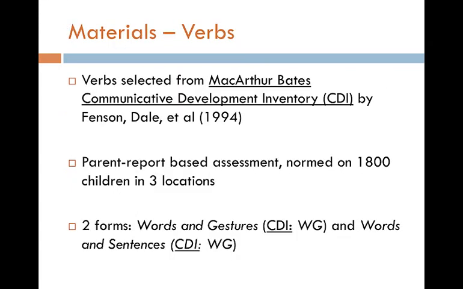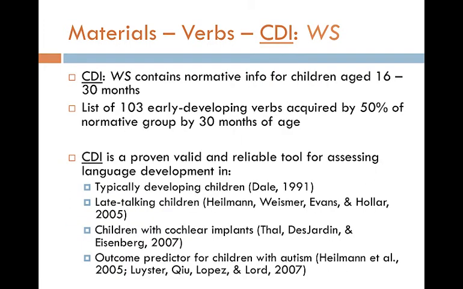The verbs were selected from the MacArthur-Bates Communicative Development Inventory by Fenson et al. This is a parent report assessment normed on 1,800 children in 3 locations, and it includes 2 forms, the Words and Gestures and the Words and Sentences. The Words and Sentences contains normative information for children aged 16 to 30 months, and includes a list of 103 early developing verbs that are acquired by 50% of the normative group by 30 months of age.